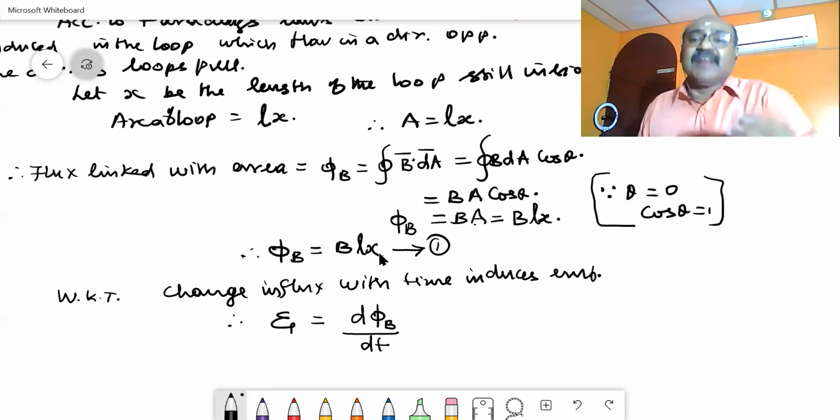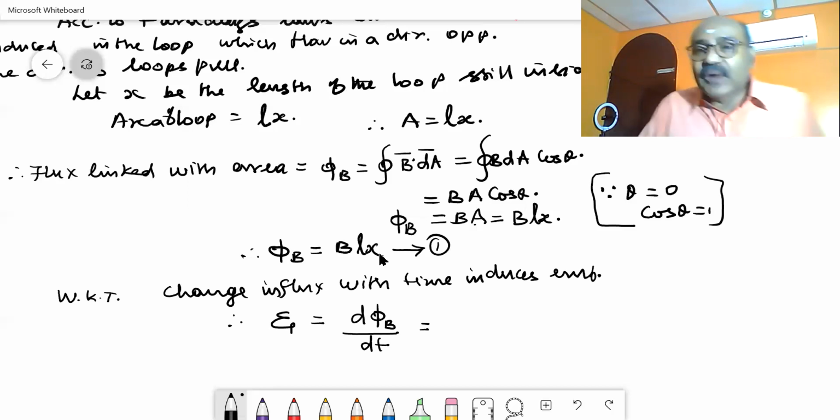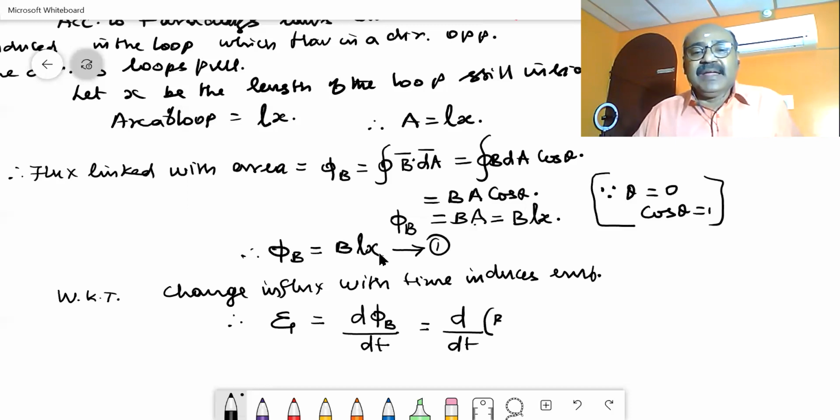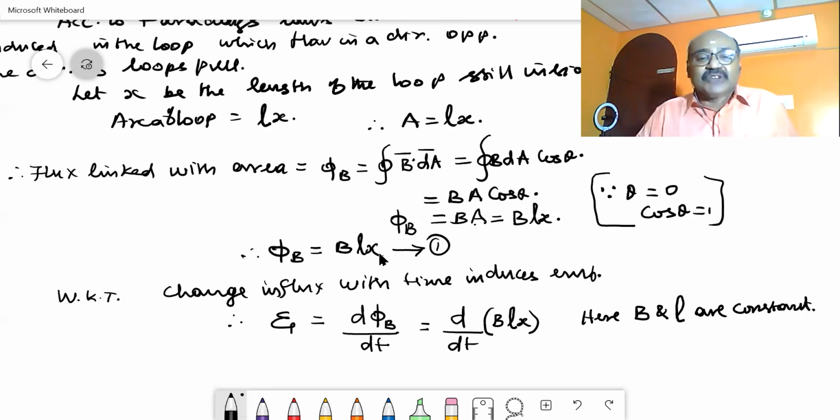If you consider the direction, we have to put a negative sign. But in your book, they have calculated only the magnitude. So I can write d by dt of phi B, where phi B is B into L into X. Here, the magnetic field B and the length of the conductor L are considered to be constants. Taking them out, we can write EMF is equal to B into L into dx by dt.